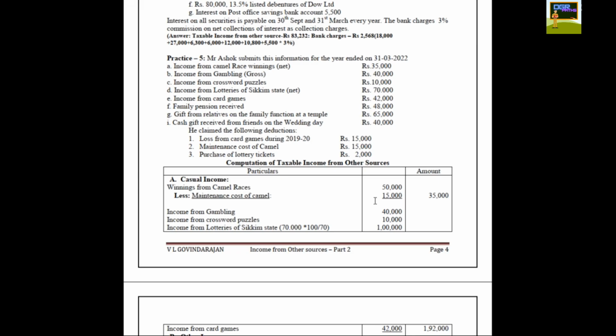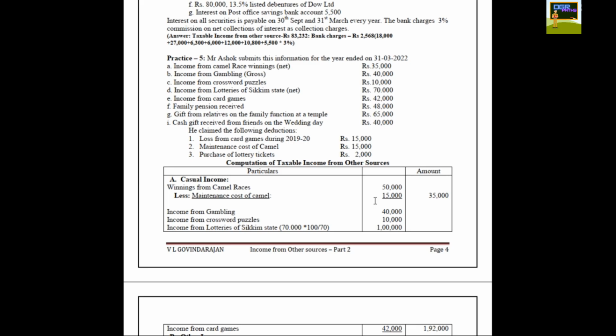Income from gambling is a gross amount, so straight away we can tax this amount. Income from crossword puzzles, also 10,000, fully taxable. Income from lotteries of Sikkim state is a net amount. We have to add the tax at 30%. Income from card games is also fully taxable. So these A, B, C, D, E, five items are casual incomes.